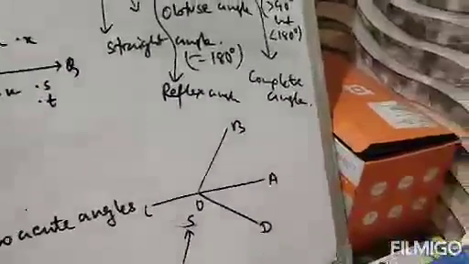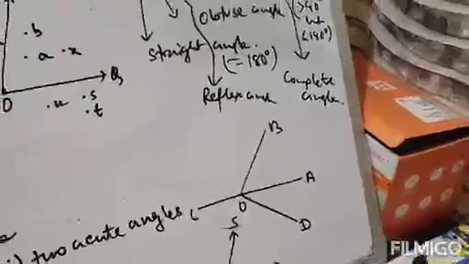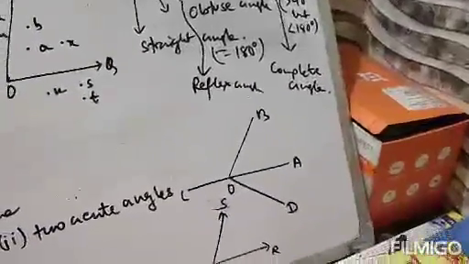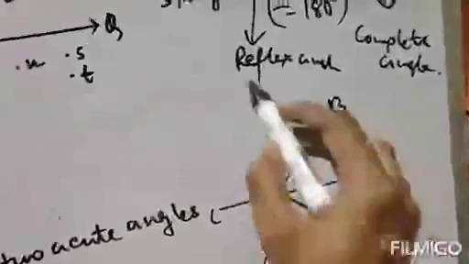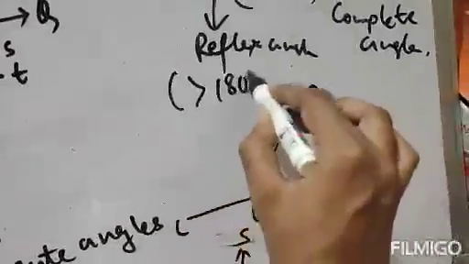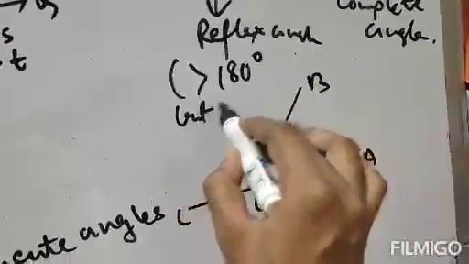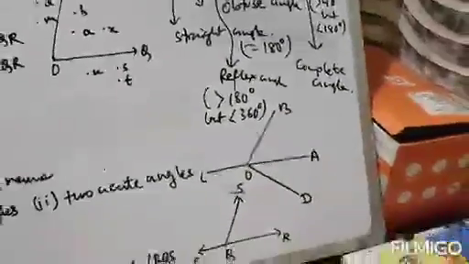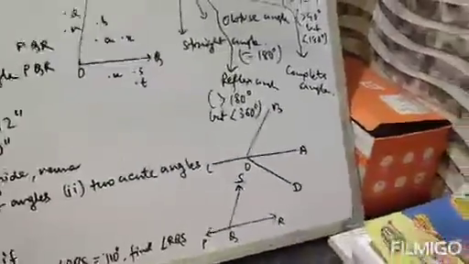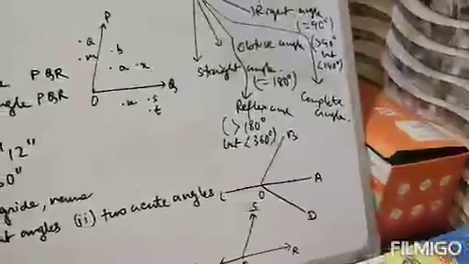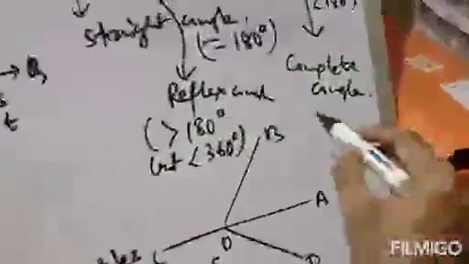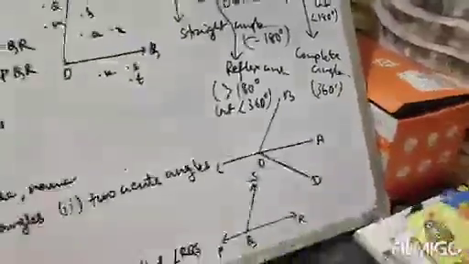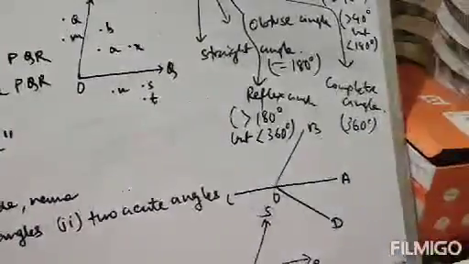Now reflex angle. Reflex angle means the angle which is greater than 180 degrees but less than 360 degrees. That is a reflex angle. Now complete angle. Complete angle means an angle which is equal to 360 degrees. That is your complete angle.